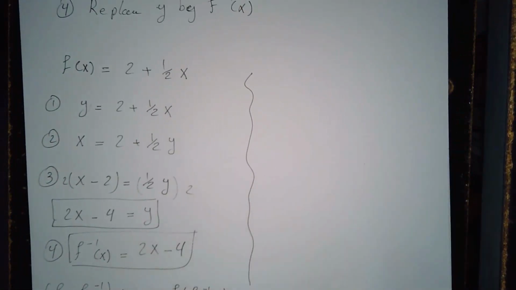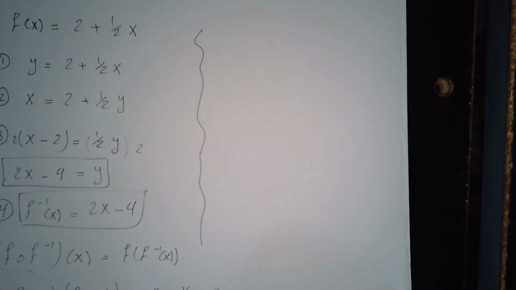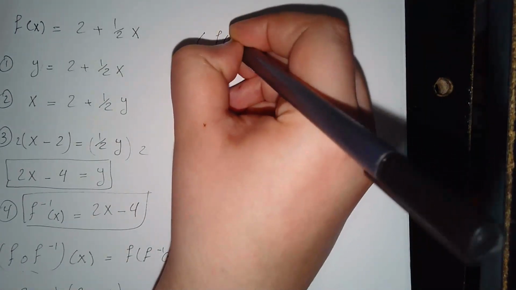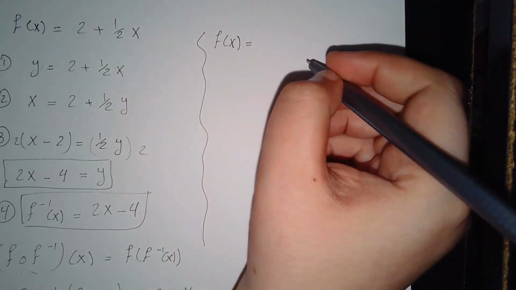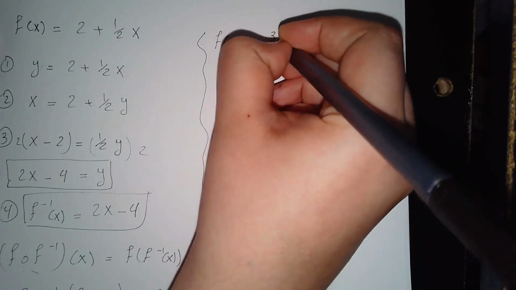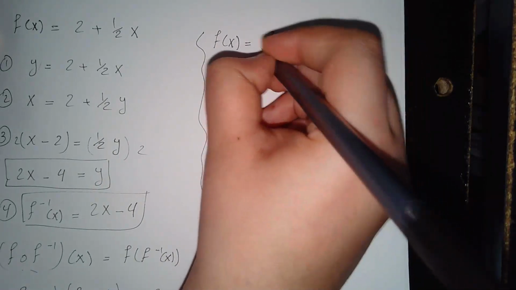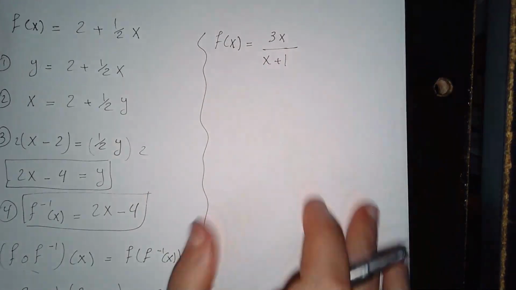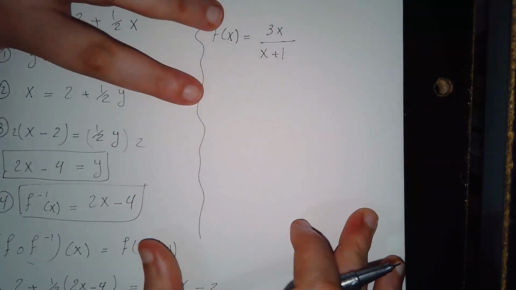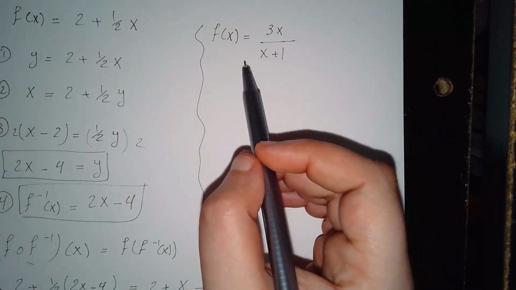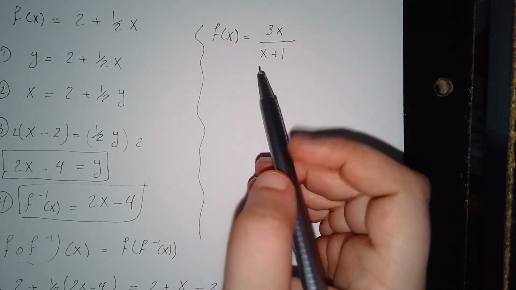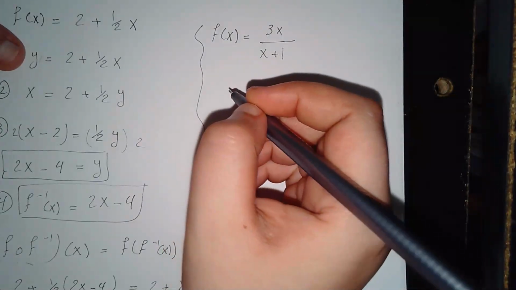Now, let's do another example. Here we go. Here's another f of x. It equals 3x over x plus 1. See what I did here? I gave you x in the denominator. This is a rational, right?